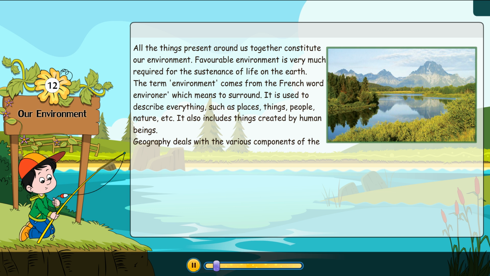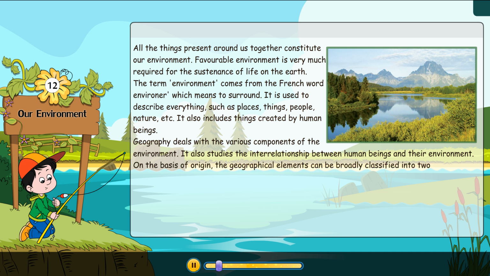Geography deals with the various components of the environment. It also studies the interrelationship between human beings and their environment. On the basis of origin, the geographical elements can be broadly classified into two groups: natural elements and human-made elements.